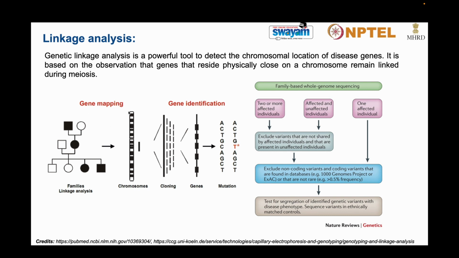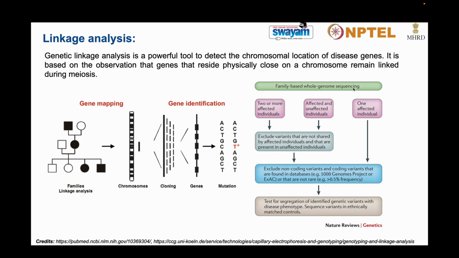In this, firstly, gene mapping is performed. For that, we perform pedigree analysis, so family linkage analysis is done. When this pattern is observed, we move to the level of chromosomes, and at the level of chromosomes we try to look for the location of that particular gene, in which position it is residing. We perform the cloning of particular regions. After the cloning, genes are identified, and ultimately, after identifying the gene, we move to the level of mutation identification. So this is the method of how we perform it.